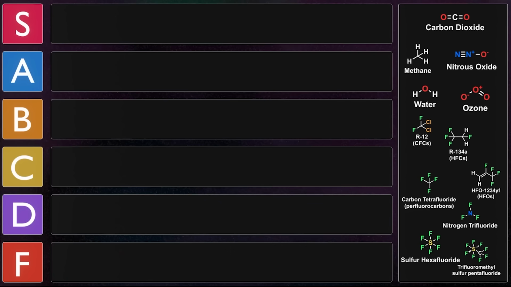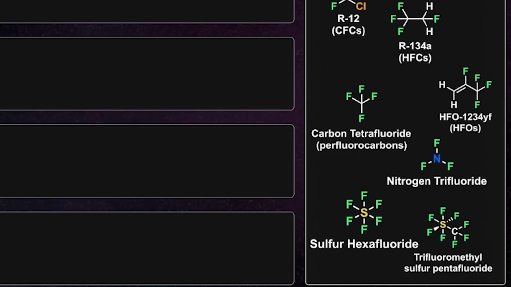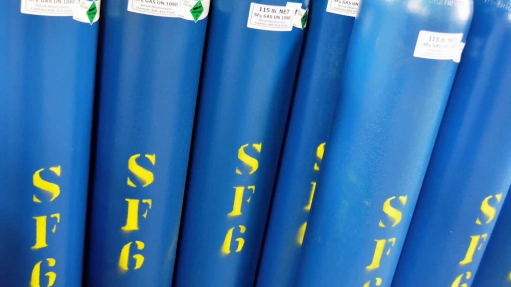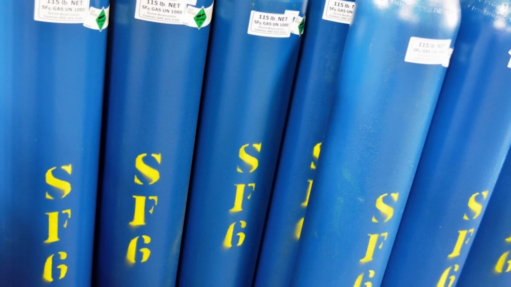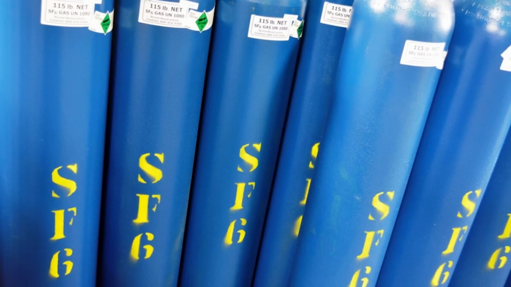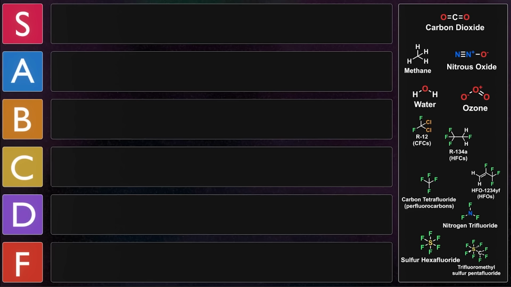The last one I want to mention here is sulfur hexafluoride, SF6. This one has a really high global warming potential of 25,200, and SF6 is used in electrical insulation, in the production of magnesium, and in electronics manufacturing. As you can see, there are a lot of different types of greenhouse gases, and this is only giving you a bit of a snapshot just to get you oriented.